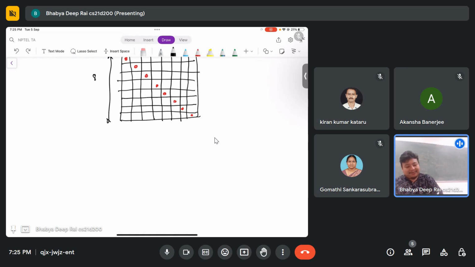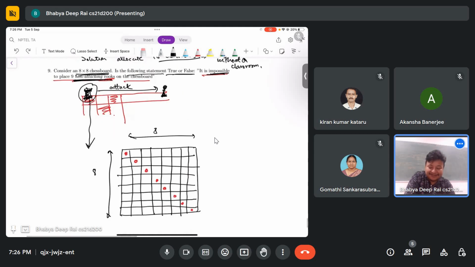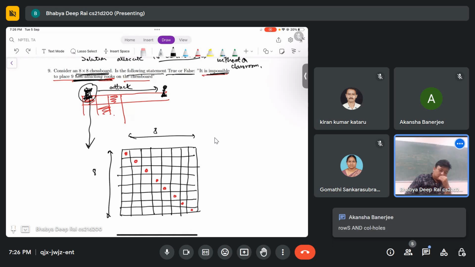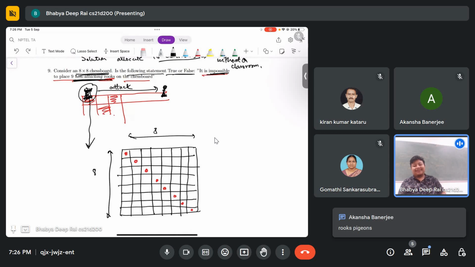What is the pigeonhole principle way to do it? Oh yeah, this is a good question. So what do you consider the pigeonholes here? Can you tell me? What could be the pigeons and what could be the pigeonholes? Rows and columns, rooks are pigeons.